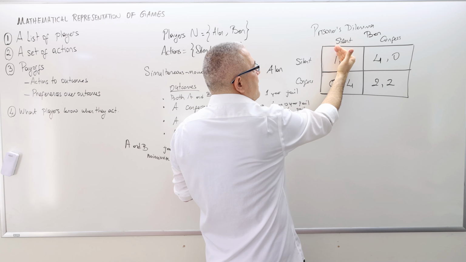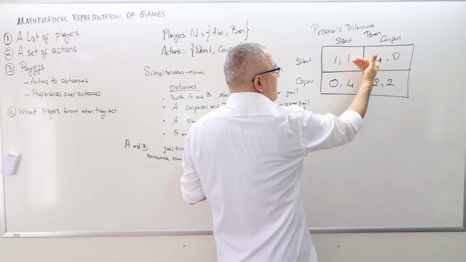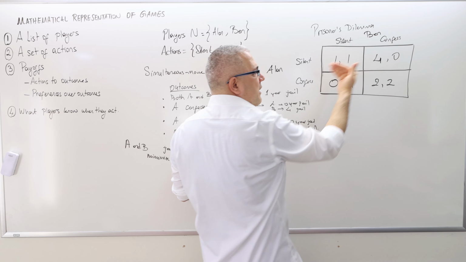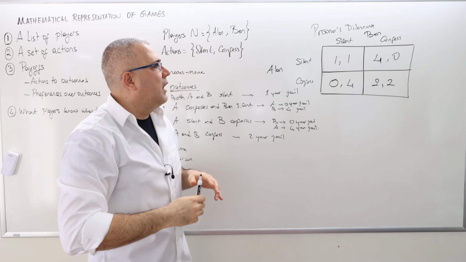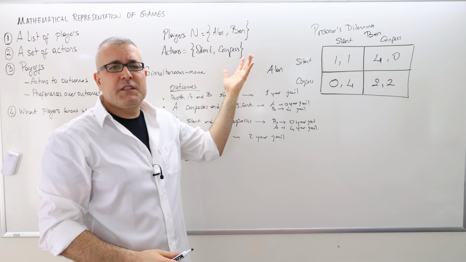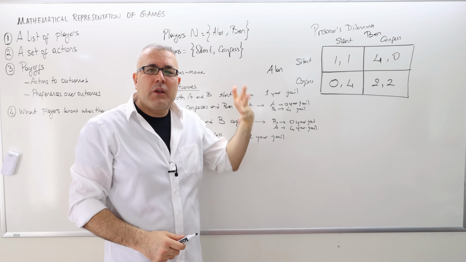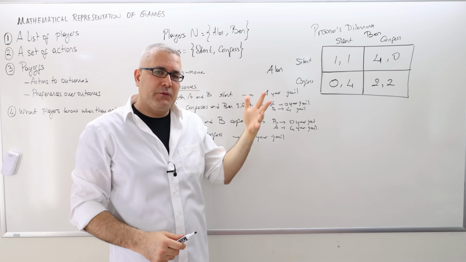All right, so the mirror here 1 and 1, mirror here 2 and 2, mirror here 0 4 4 0. So it's like the perfect mirror image. So it's a symmetric game. So it's fine if I just talk about one player when I talk about the most preferred outcome, the least preferred outcome, etc.